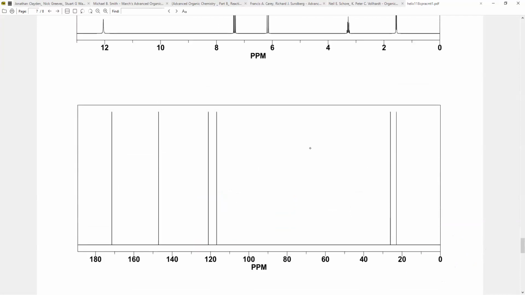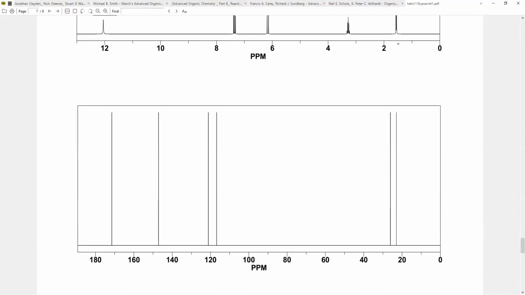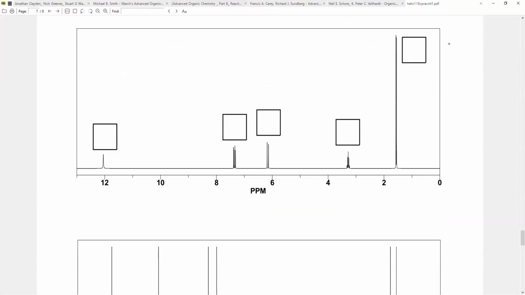And then in the CNMR, if you needed it, actually we'll do this in the next one because that's where this is important. CNMR is not really important here.